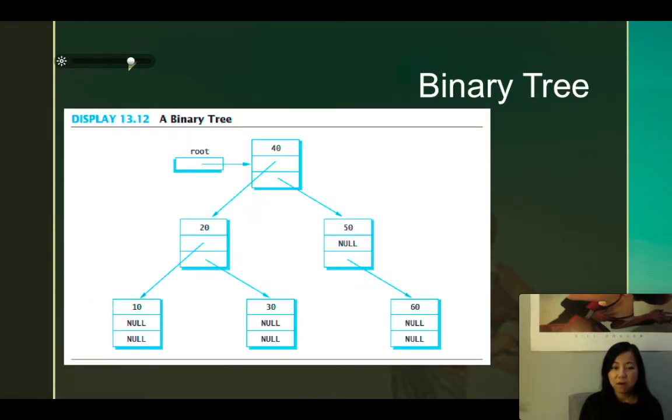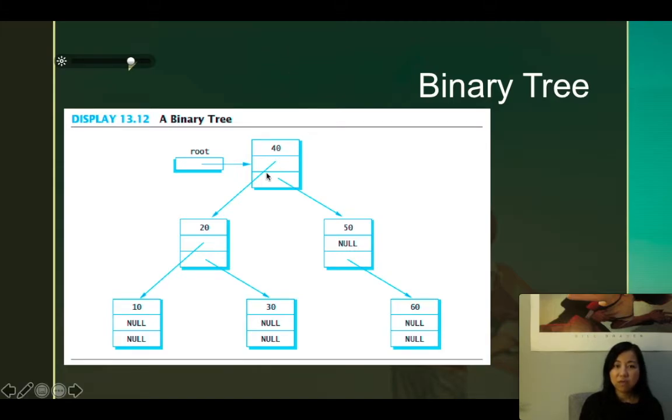Another type of linked list is called the binary tree. You will learn more about this in a data structure class. It is actually a big topic, how to organize data. In a binary tree, it's binary because it has left and right.